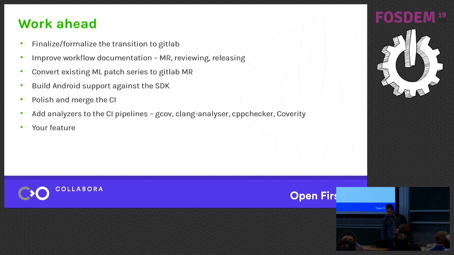A bit about the work ahead. So, as I said, we really should formalize the transition to GitLab, put an official stamp and get it working. I believe we need to improve the documentation, in particular, how do we handle merge requests, how do we handle reviewing, how do we handle releasing, because as with every open source project, those are places that do require a bit of polish. I haven't actually covered that, but I'll get into it now. Originally, patch submission was handled through merge.